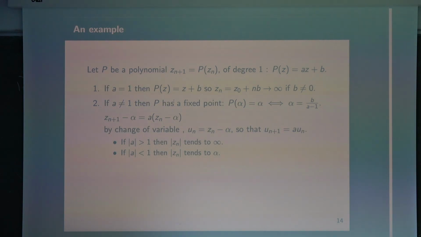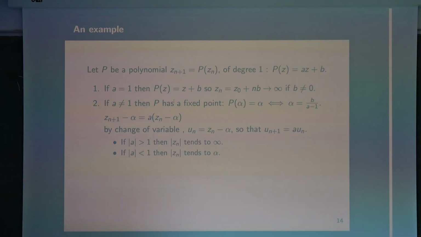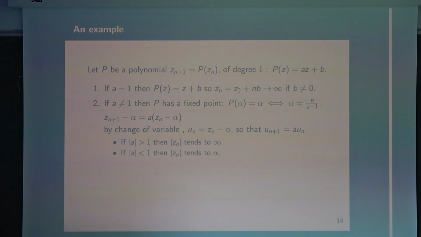If this one is strictly less than 1, then this one is going to 0. So z_n tends to the fixed point. Sorry, it's not in modulus. It's z_n tends to the fixed point. There is no modulus here. Okay, you have to take this out. Sorry, it's a mistake.